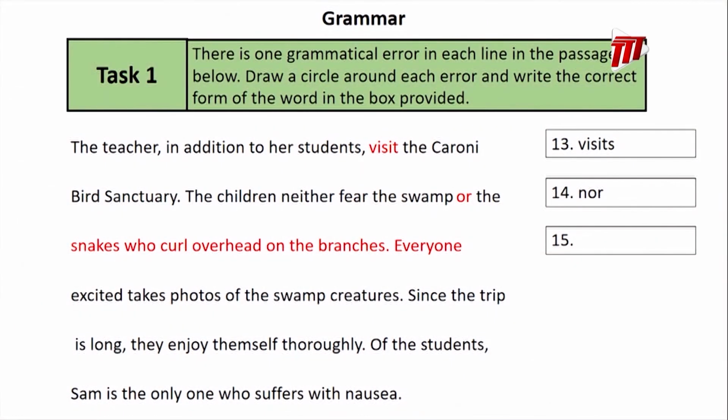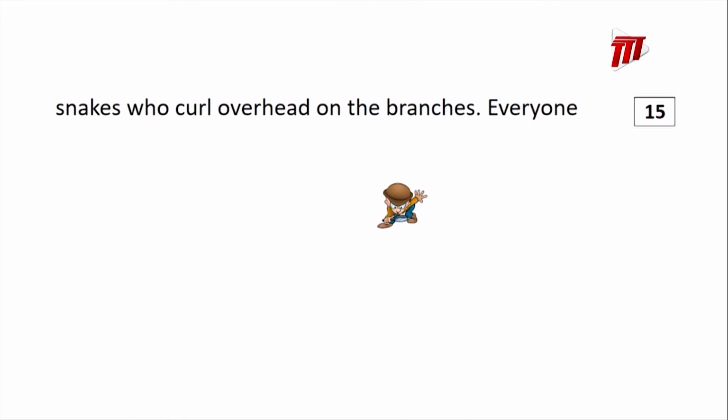So it's not neither fear the swamp or the snakes. It's neither fear the swamp nor the snakes. So you write nor in the box provided and circle or in the line. So the children neither fear the swamp nor the snakes who curl overhead on the branches. So we're looking at that line now. Nor the snakes who curl overhead on the branches.